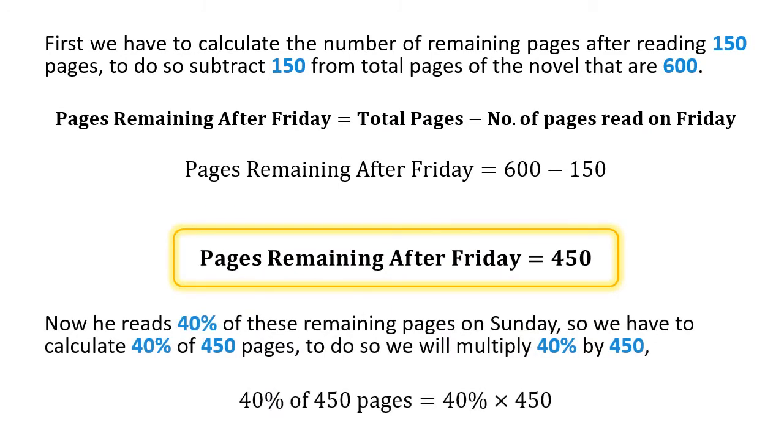First we have to calculate the number of remaining pages after reading 150 pages. To do so, subtract 150 from total pages of the novel that are 600. After subtracting, we have 450 pages that are remaining after Friday. Now he reads 40% of these remaining pages on Sunday, so we have to calculate 40% of 450 pages. To do so, we will multiply 40% by 450.